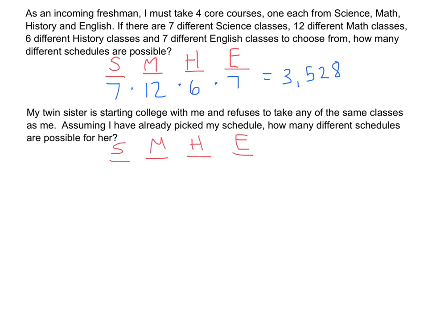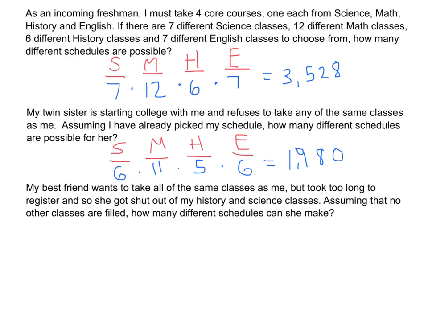And the difference now is I've already chosen my science class. Let's say I've chosen biology 1. She obviously doesn't want to pick that, so she doesn't have 7 classes to choose from. She only has 6. The same thing goes for math. She no longer has 12 choices because I've already picked my choice, so she only has 11 to choose from. 5 for history, and then 6 for English, which means that she, once we multiply, has a total of 1,980 different possible schedules.